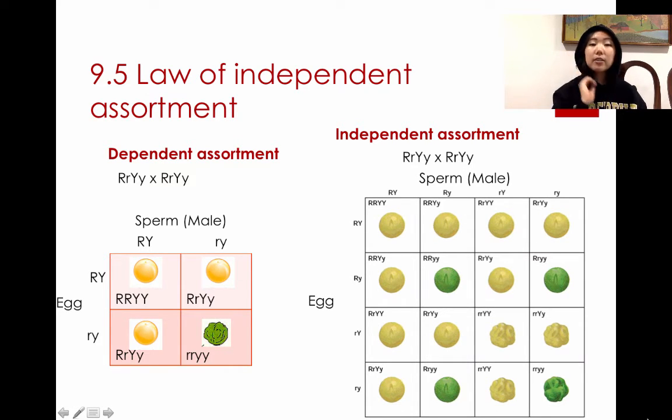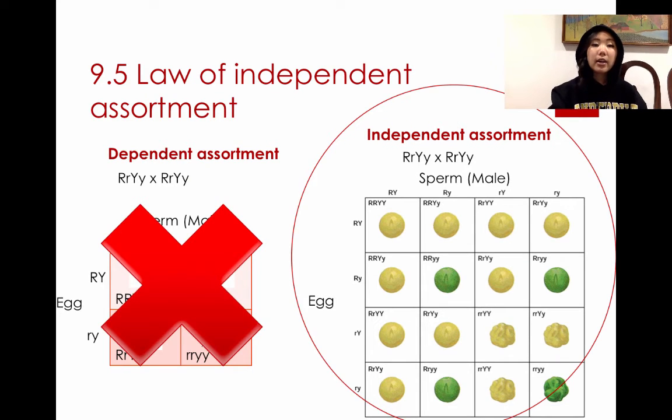And so when Mendel did this experiment, he did not find dependent assortment outcomes, but he actually found his results supported independent assortment. And so this is the way that genes are inherited. They're all inherited independently from one another.